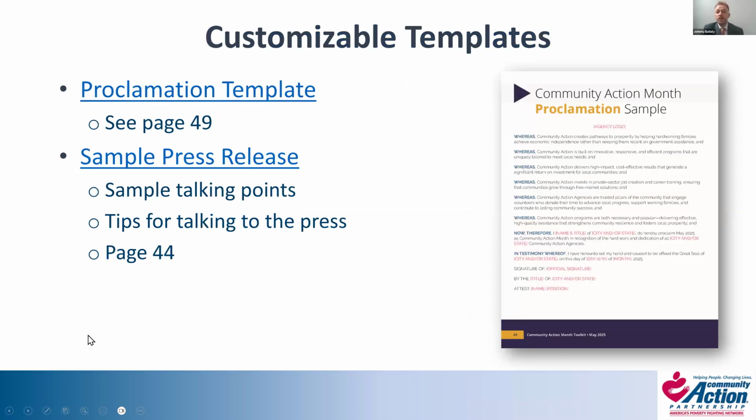This brings us to some of our other customizable templates we have available. Each year, many of our agencies and state associations will have their mayor, county officials, or governor designate May as Community Action Month. Therefore, we've provided a sample proclamation template that you can use. This is a great way to promote the impact of your agency in your local community, as well as the impact of community agencies all across your state.